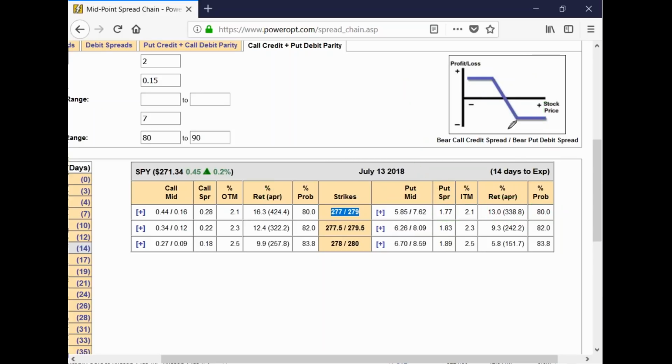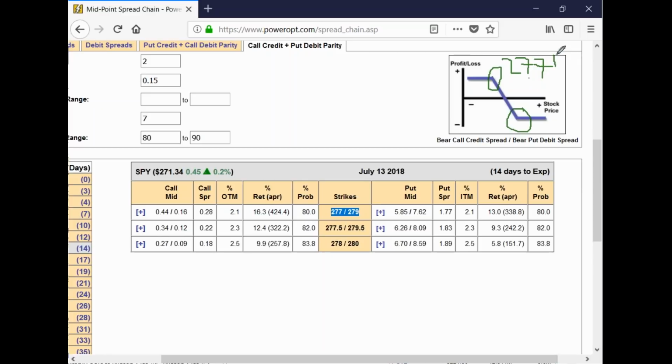Now, early assignment is not a bad thing in most cases. Remember, we sold that 277 strike put. So if we're assigned early, many brokers, and hopefully yours, will simply exercise this long to deliver the short, and you get your 2 points back that you were expecting. Not a problem. However, some brokers don't automatically do that. That might be an issue.